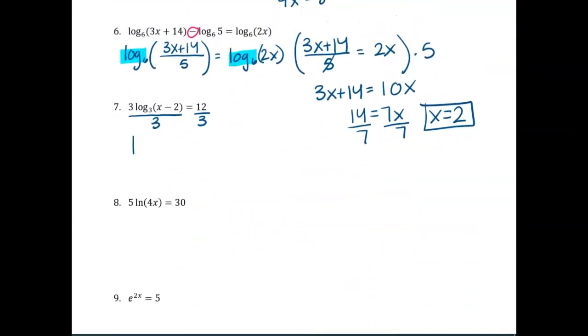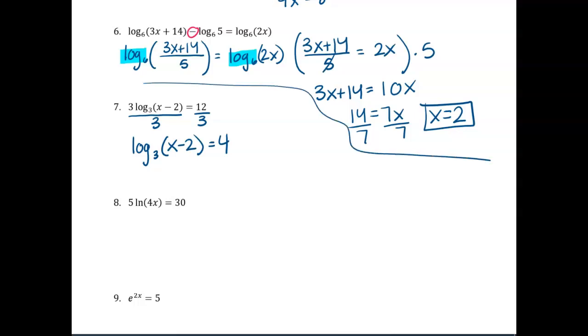So divide by 3. Now we have log base 3 of x minus 2 equals 4. And we'll have to use a different technique here because we don't have a log base 3 on both sides. So if we have a log just on one side, again, natural log or e is different because those cancel easily. With something like this, we'll make our triangle.